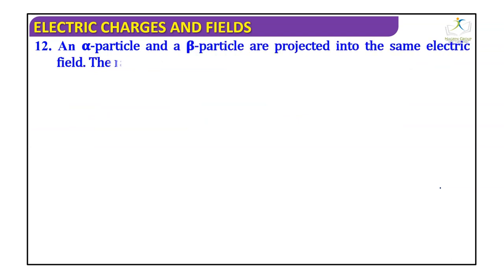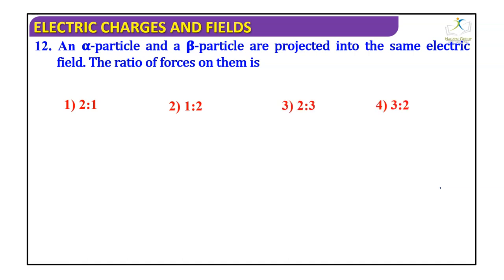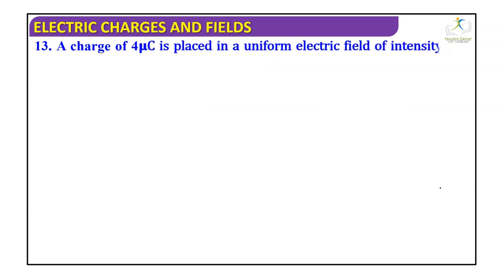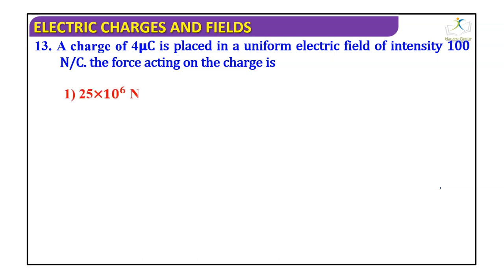Next question: an alpha particle and a beta particle are projected into the same electric field. The ratio of the forces on them is 2:1, 1:2, 2:3 or 3:2. Let us see the solution of this question. F is directly proportional to Q. Regarding that, the correct option is 1. A charge of 4 microcoulomb is placed in a uniform electric field of intensity 100 Newton per coulomb. The force acting on the charge is?